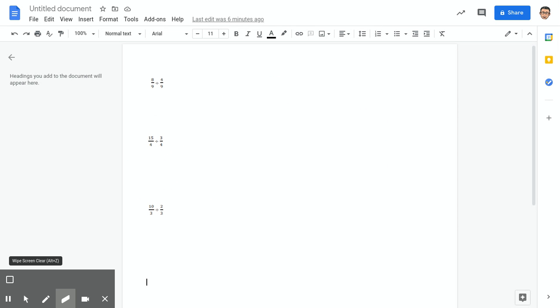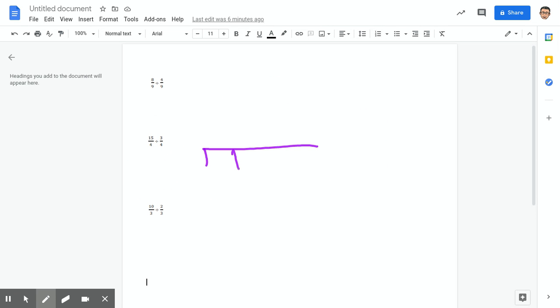Last example. 10 thirds divided by 2 thirds. So in your brain, you ask yourself, how many sets of 2 thirds are in 10 thirds? I'm going to move up a little. So 1, 2, 3. All right. 4, 5, 6.